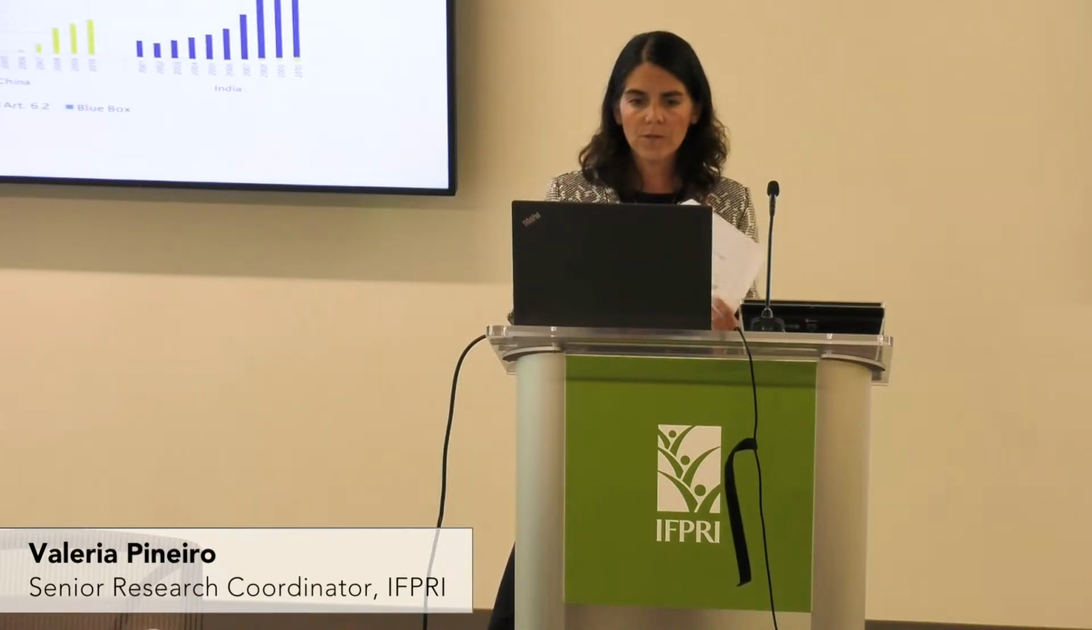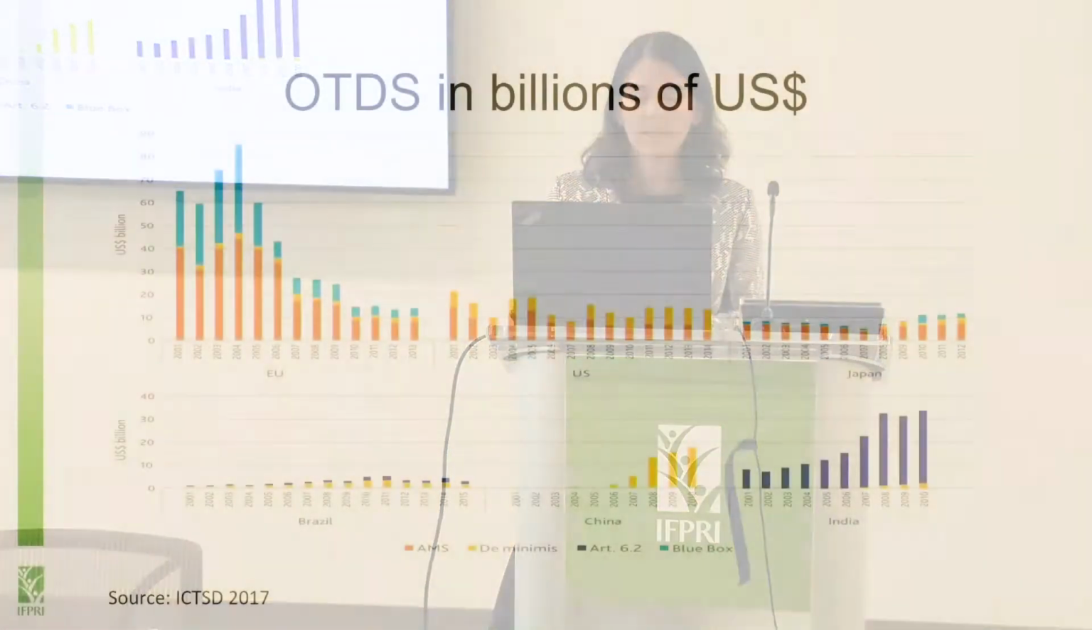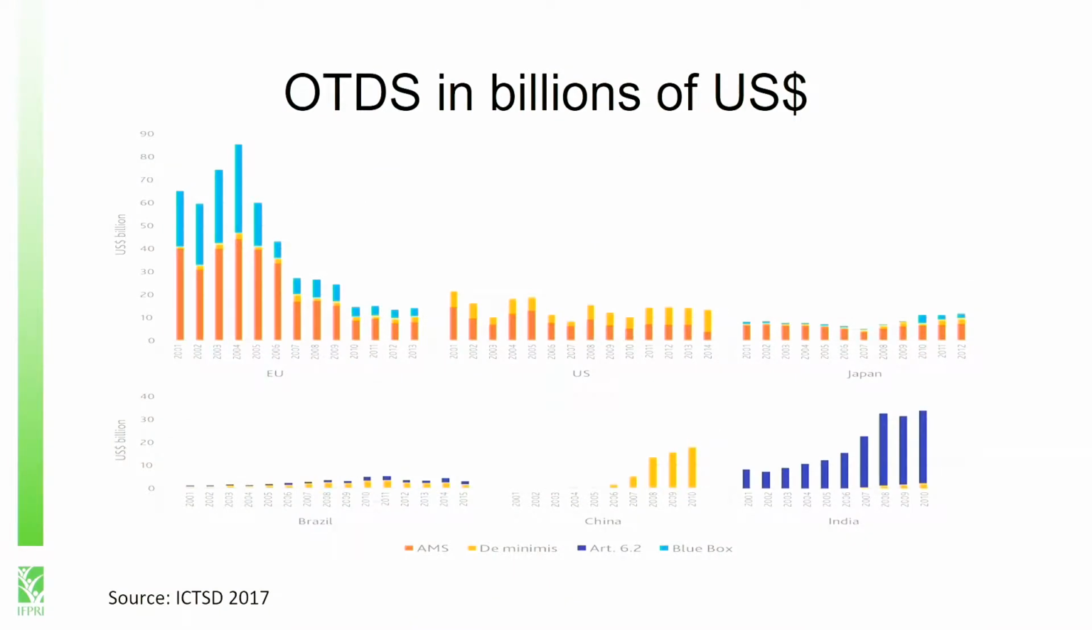The other piece of information we need to look at before we can actually jump into any kind of possible scenarios for the future of domestic support in the world and its impact on developing countries is to see what we are doing right now, what the world is doing in terms of domestic support. So this slide shows the overall trade distorting support measure that the WTO has. It's measured in billions of dollars. This measurement takes into account the AMS, the de minimis, the Article 6.2, and as well the blue box.